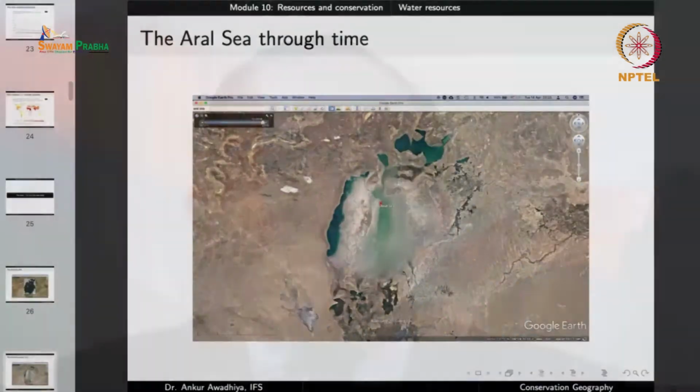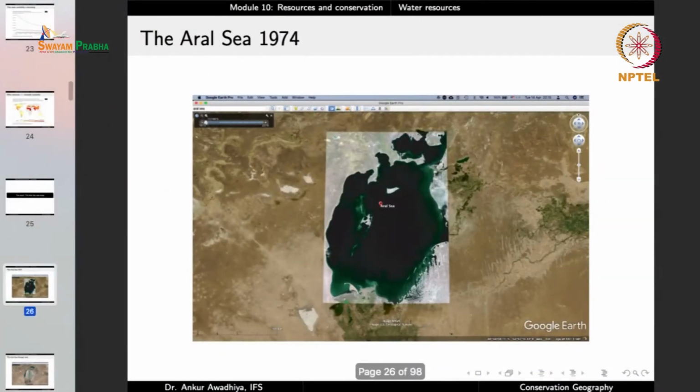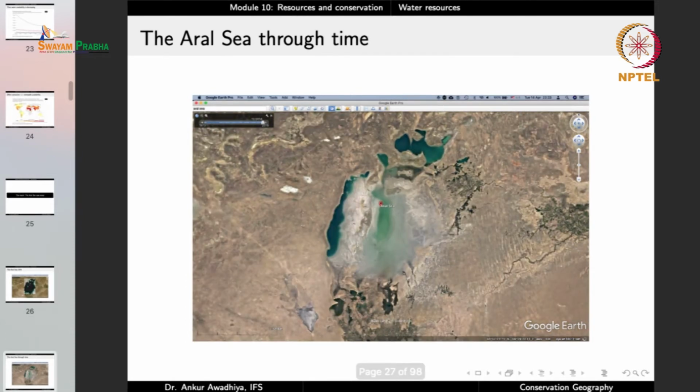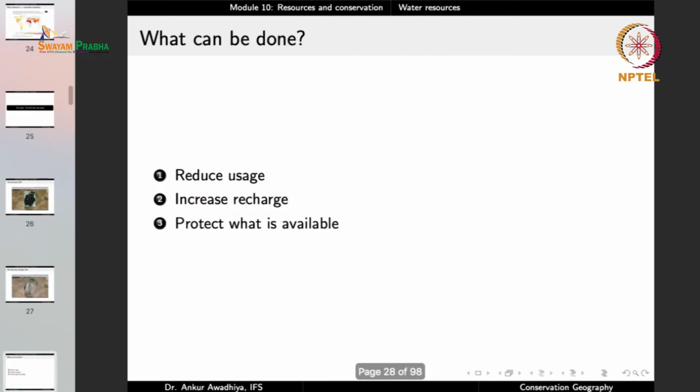So we have observed that because of all of these changes, through time the RLC got converted from a very large water body into a minuscule water body.